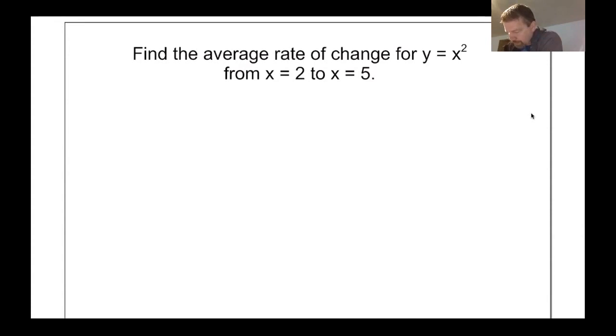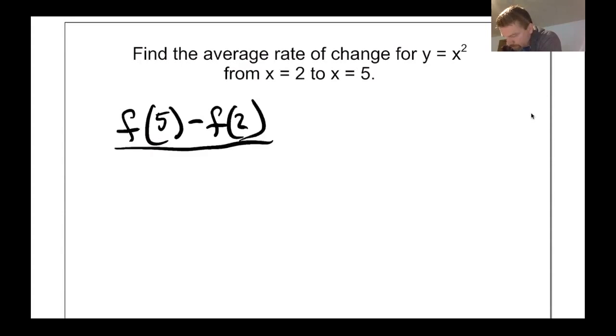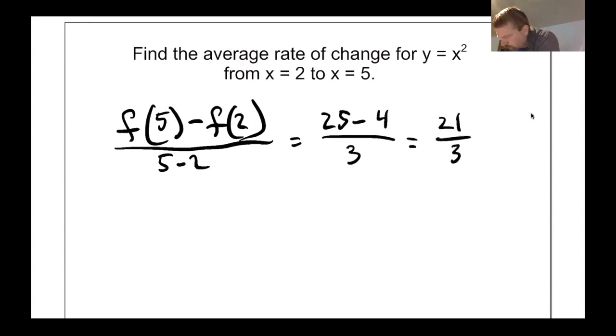But for this one, I would be doing f of 5 minus f of 2 all over 5 minus 2. Plug a 5 into x squared, that's 25, minus plugging a 2 in, 2 squared is 4. All over 5 minus 2 is 3, that's 21 over 3, which is 7.